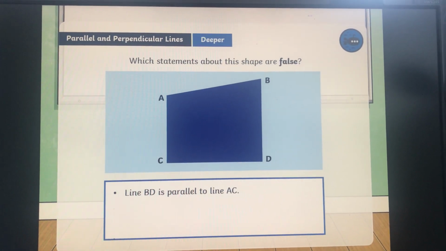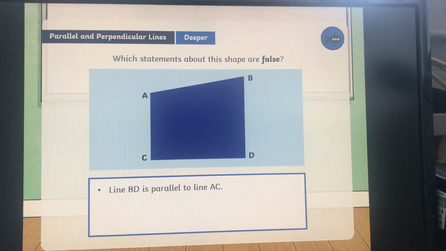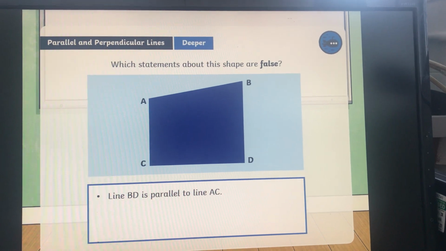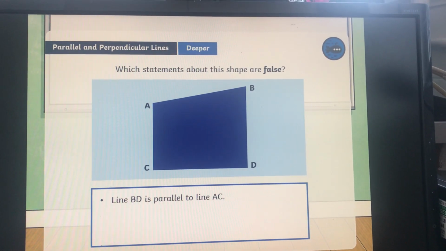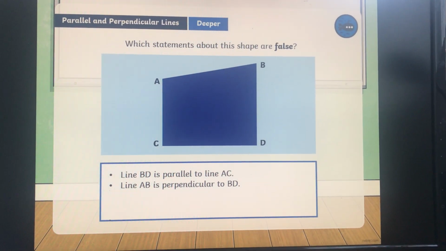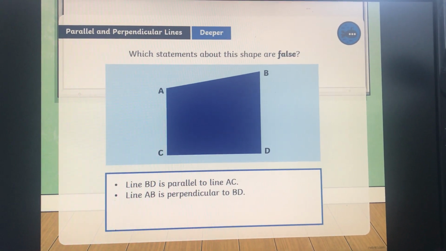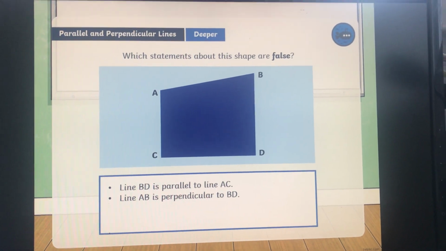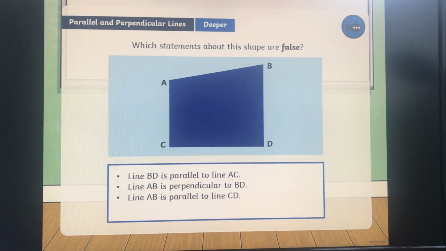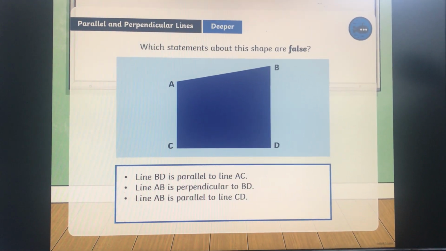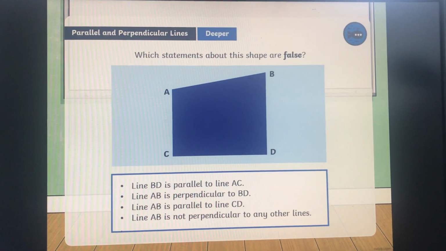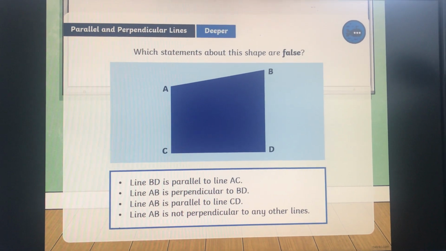Okay, so the first statement, line BD is parallel to line AC. The second statement, line AB is perpendicular to BD. Line AB is parallel to line CD. And line AB is not perpendicular to any other lines.